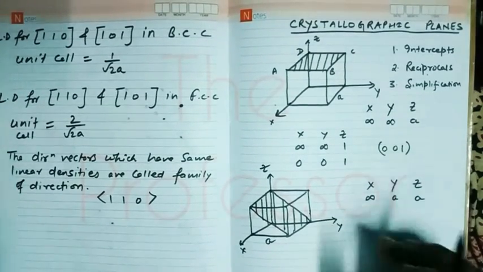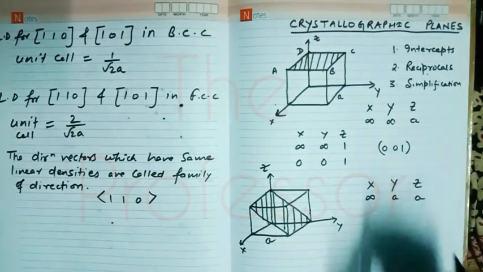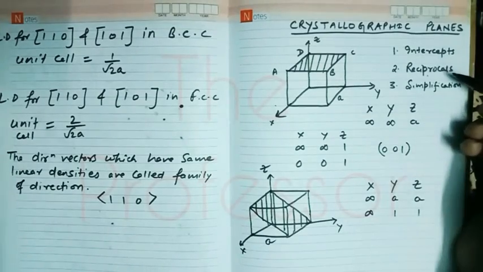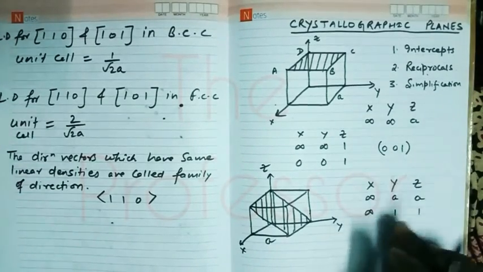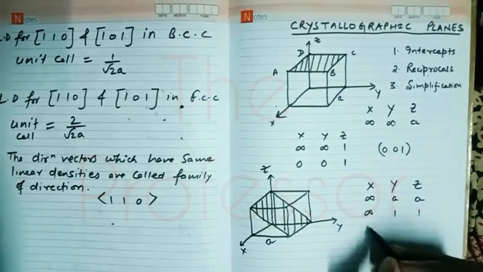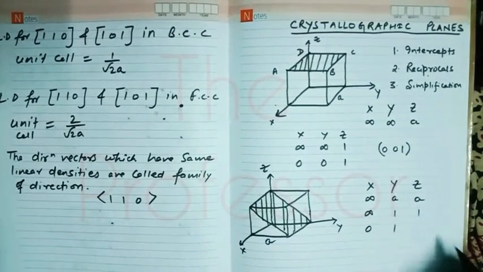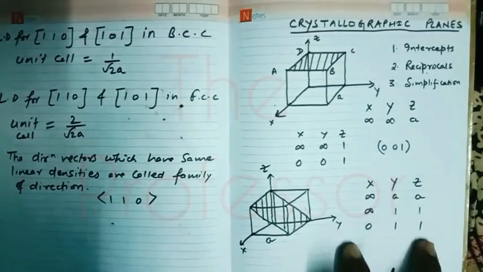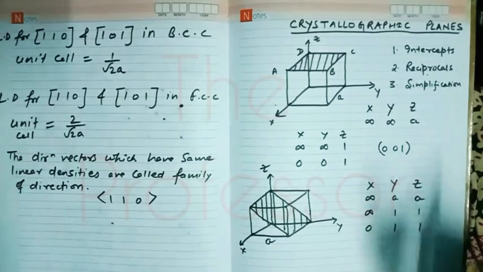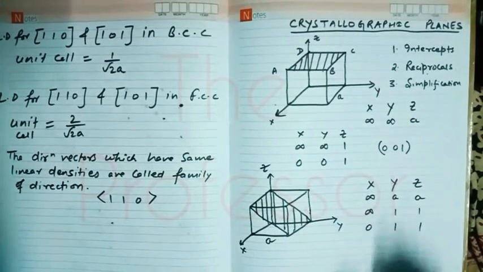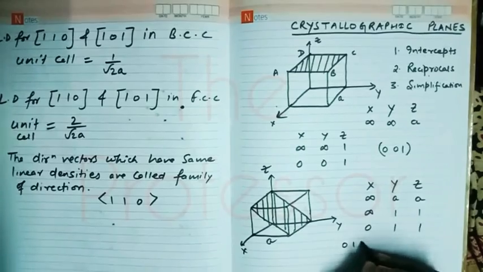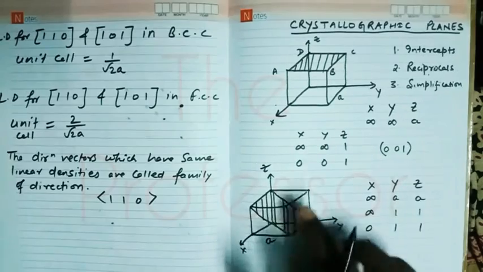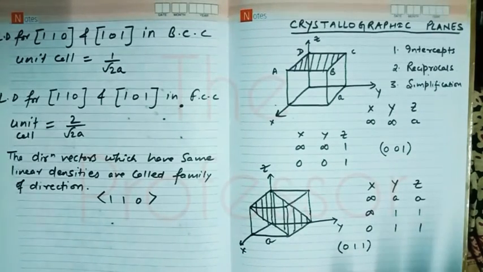Now the next step is to replace the parameter with 1. The next step is to find out the reciprocals of these intercepts. So 1 by infinity becomes 0, 1 by 1 becomes 1 and 1 by 1 becomes 1, and we don't need any further simplification because we already have these three numbers in the smallest simplified form. When we put these three numbers inside the parenthesis, these numbers indicate the Miller indices for this particular plane. I hope it is clear to you.